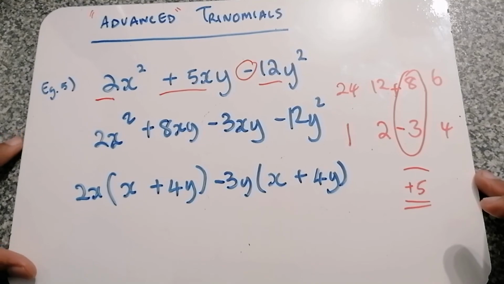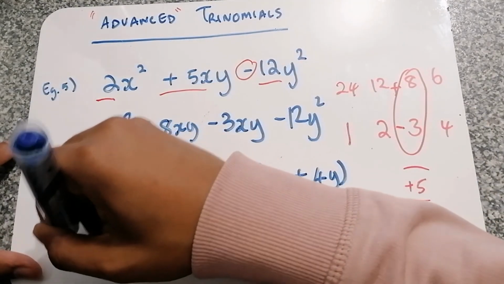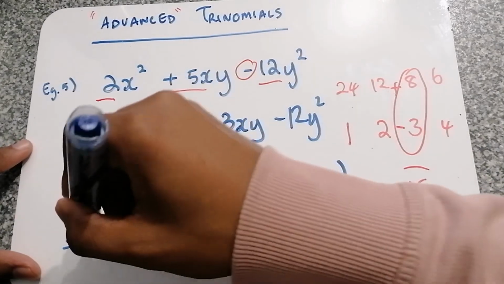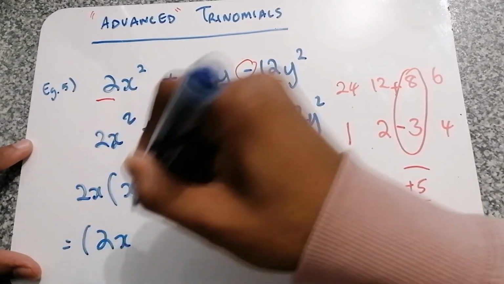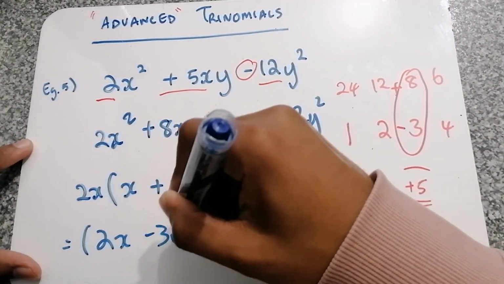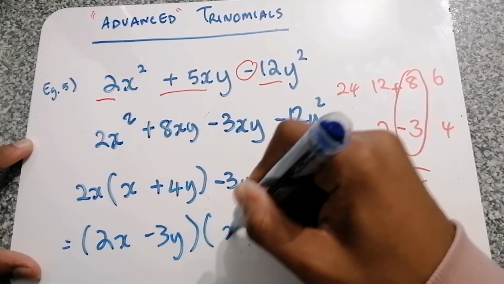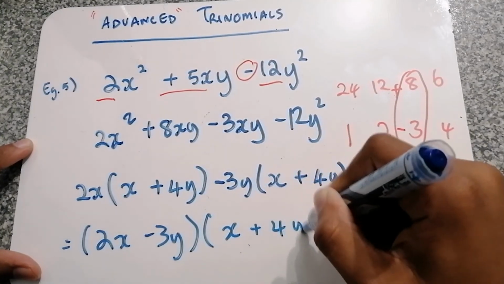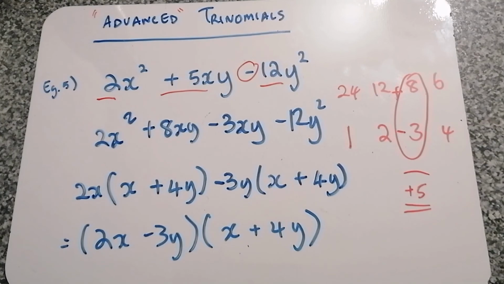Then we take out a common factor or a common bracket. And what you are left with is the 2x minus the 3y. Next to that, you write down the common bracket. And that's it. Factorizing advanced trinomials is really not that advanced anymore.